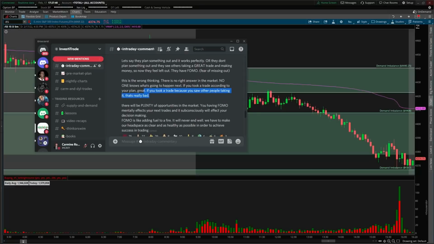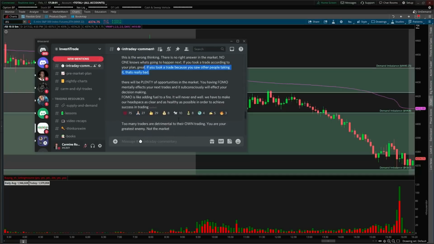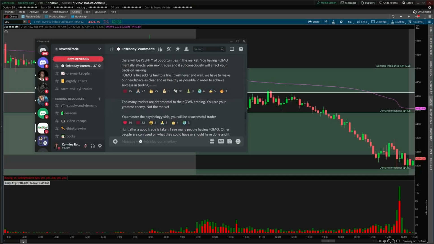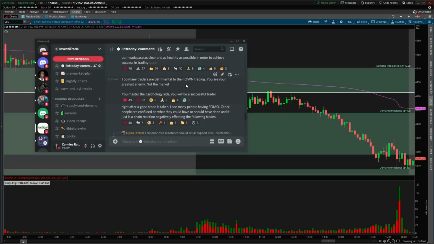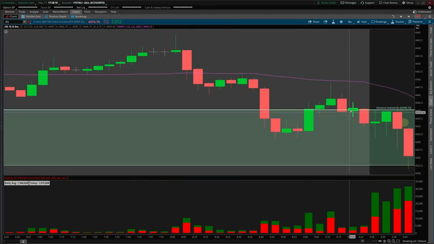There's going to be plenty of opportunities in the market. FOMO mentally affects your next trades, and it subconsciously affects your trading decision making. It's like adding fuel to a fire. It's never going to end well, and we have to make our headspace as clear and healthy as possible in order to achieve success.